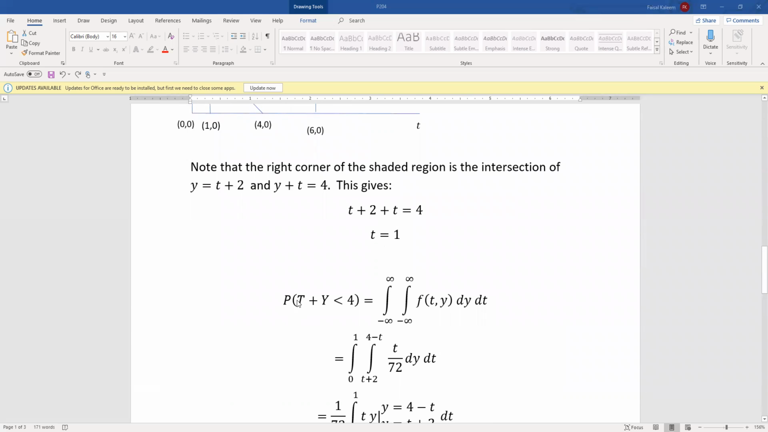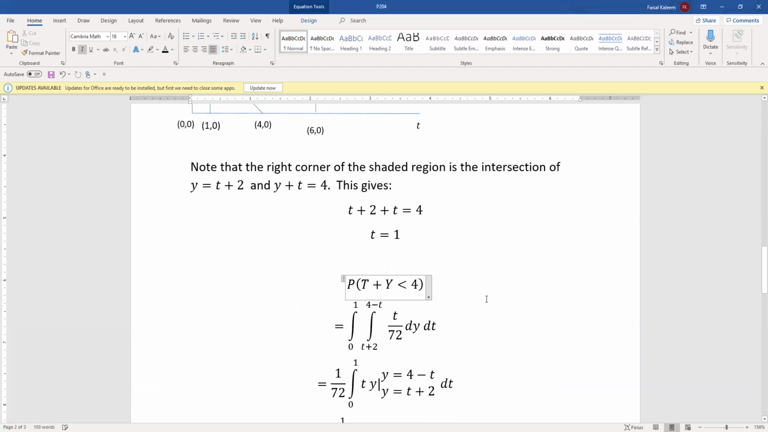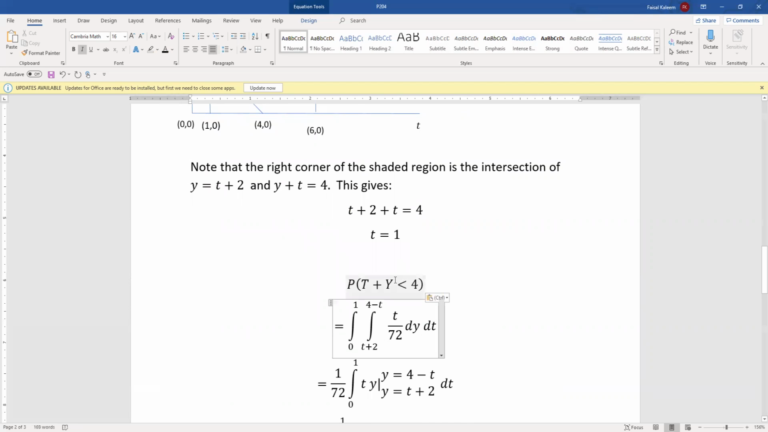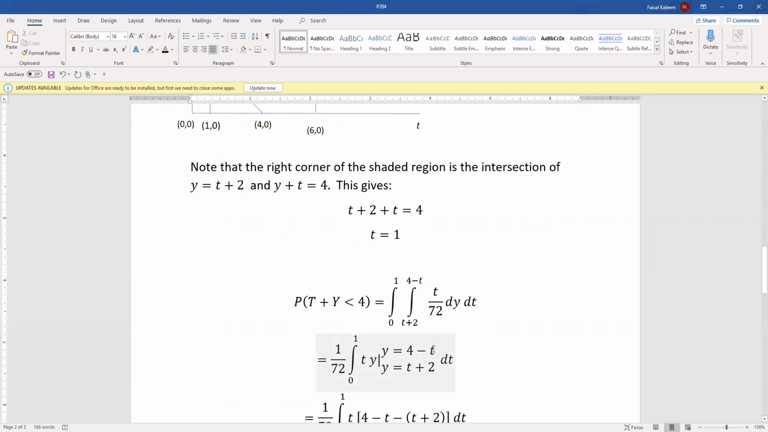So basically the probability, maybe we should not even write this step here because we are going less than 4. So this is what we have. All right, so the probability that t plus y is less than 4.